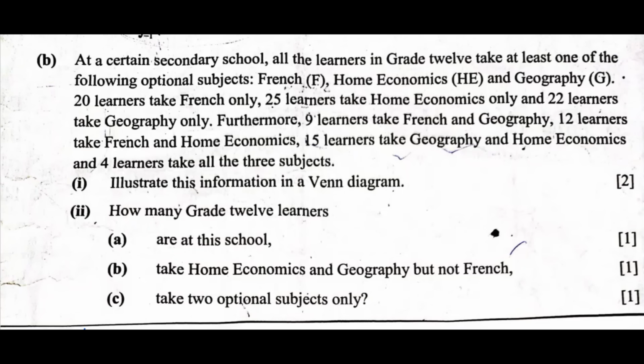25 learners take home economics only, and 22 learners take geography only. Furthermore, 9 learners take French and geography. 12 learners take French and home economics. 15 learners take geography and home economics. And 4 learners take all the 3 subjects. Roman number 1, illustrate this information in a Venn diagram.